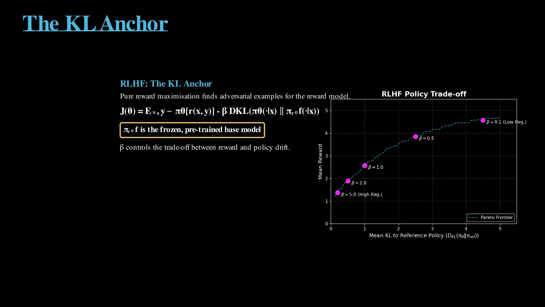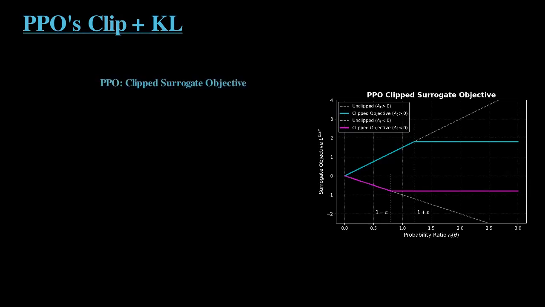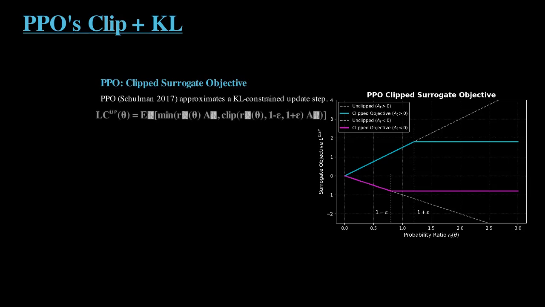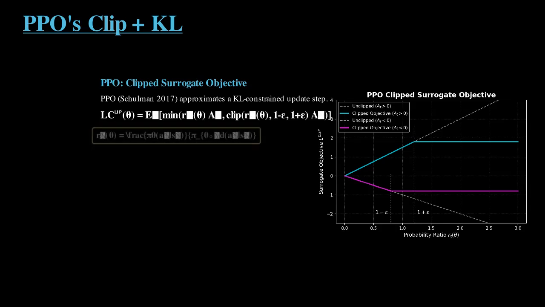A small beta allows for high reward, but the KL drift is large, risking incoherence. A large beta keeps the KL low and the model stable, but it puts a ceiling on the maximum achievable reward. The standard algorithm for optimizing this KL regularized objective is proximal policy optimization, or PPO, from Schulman 2017.